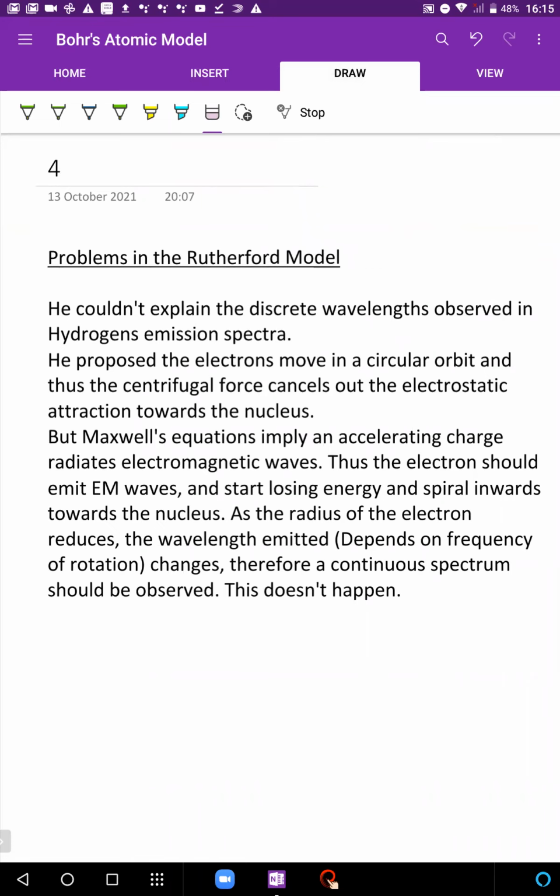So Niels Bohr improves on this idea, but let me just wrap this up. We know that accelerating charge should emit electromagnetic waves. Accelerating electrons should emit electromagnetic waves. This was a problem. If the electrons were emitting EM waves, what would happen? Waves have energy. Light has energy. So if it's going to emit light, it's going to lose energy. The electron is going to lose energy, and it should spiral towards the nucleus. It should collapse. That's the biggest problem.